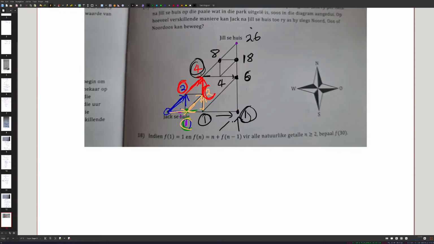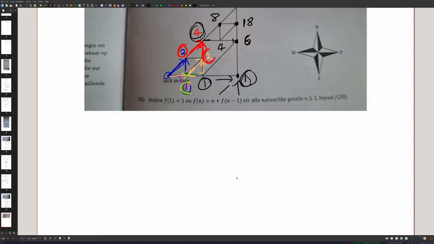What a strange language. Okay, we are given that f of 1 is 1 and f of n is n plus f of n minus 1 for all natural numbers greater than or equal to 2. Determine f of 30. I mean, you could just apply this formula 30 times and hope for the best. You could try to spot a pattern.